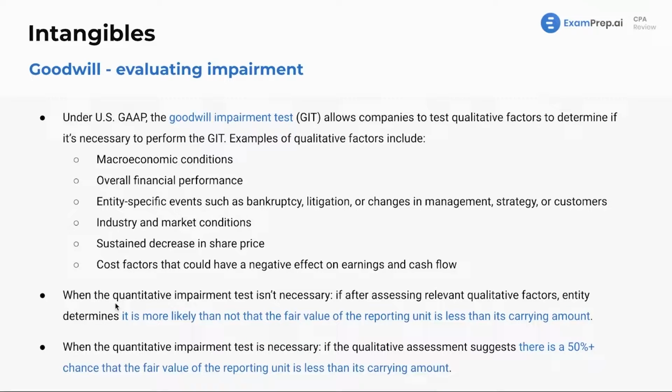Oh, and then the quantitative impairment test is not necessary if, after assessing relevant qualitative factors, the entity determines it is not more likely than not that the fair value of the reporting unit is less than the carrying amount. However, when do you move on to the quantitative? When do you do those numbers? Well, if the qualitative assessment suggests that there is a 50% or more chance that the fair value of the reporting unit is less than its carrying amount, right? So pretty general. You're not really going to have to do that. Just know it for some questions.